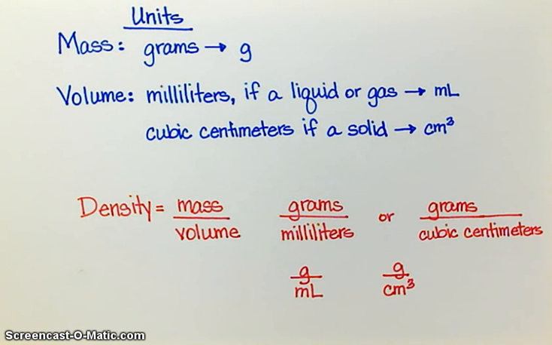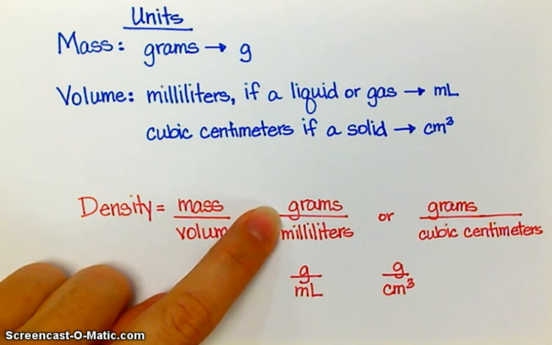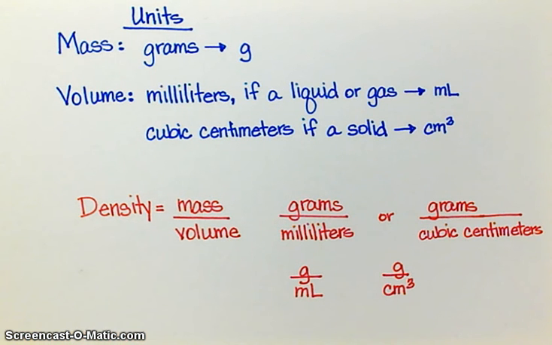Let's look real briefly at the equation for density. Density is equal to mass divided by volume. If the units for mass are grams and the volume is milliliters, then our unit for density is going to be grams per milliliter. Or if you're talking about the density of a solid, you're going to have grams divided by cubic centimeters, so your unit will be grams per cubic centimeter. You have to keep both the mass unit and the volume unit when you calculate density, because density is mass divided by volume.